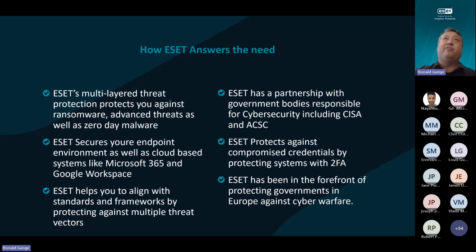ESET has partnerships with governments worldwide, within Europe, as well as the US with CISA and Australia's ACSC. And ESET protects against compromised credentials by protecting systems with secure authentication. And in the world, ESET has also been at the forefront of protecting some governments in Europe against cyber warfare. So as a vendor, what we're really trying to do is adapt to what the current threats are and what the needs are out there.